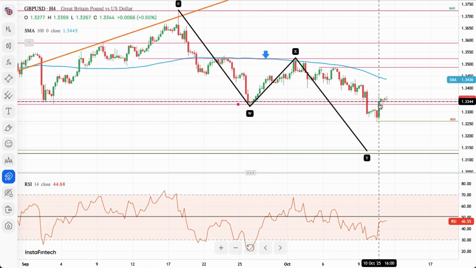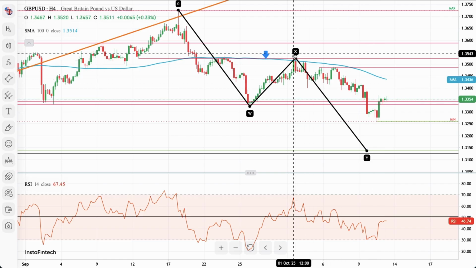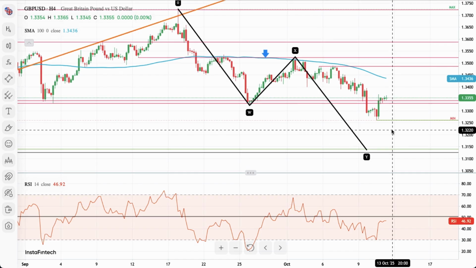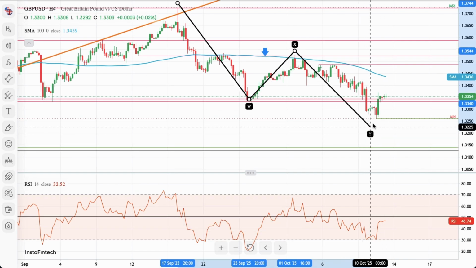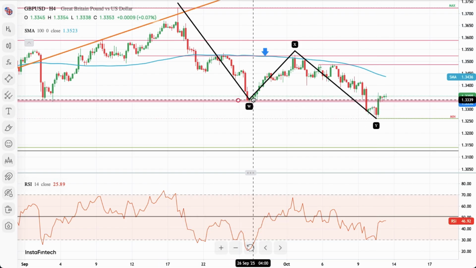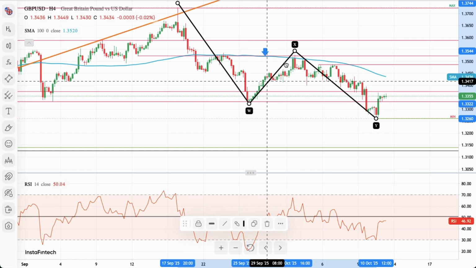Local high is 1.3369, so we broke above this technical resistance here, and now the next target might be, for example, 100 periods moving average. So right now WXY correction might be completed a little bit shorter than we thought, because as far as I remember, it was close to 61% projection of the wave Y from the top of the wave X.